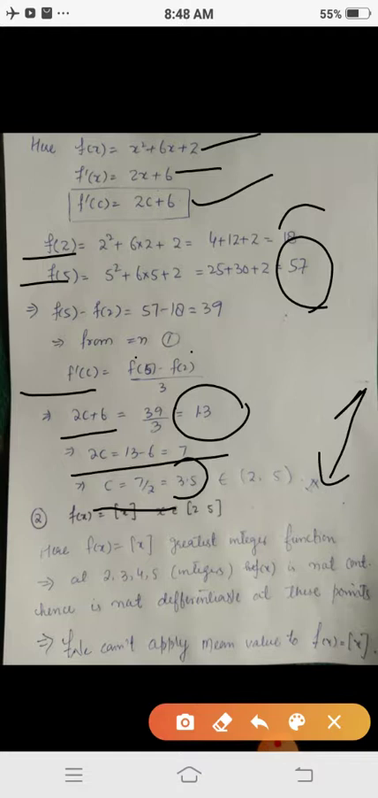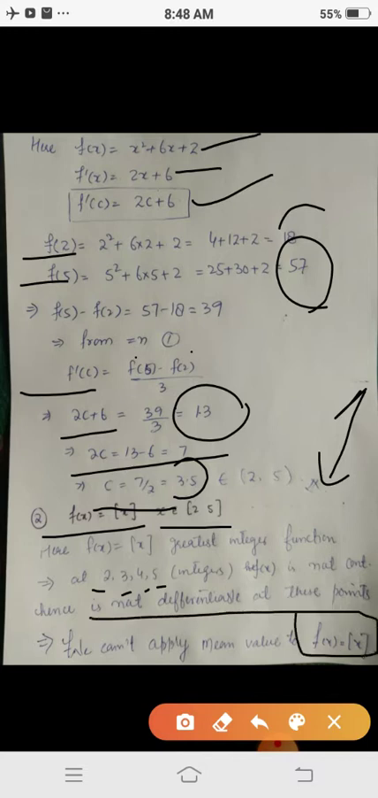Now if we consider another function like f(x) equal to the greatest integer function, where the domain of the function is the closed interval [2, 5]. Here in this interval [2, 5], 2, 3, 4, 5 are the integers, and you know that at the integral values the greatest integer function is not differentiable, and it is not continuous at these points. So when it is not continuous or differentiable, we cannot apply the mean value theorem to the greatest integer function. This was the last topic of this chapter.